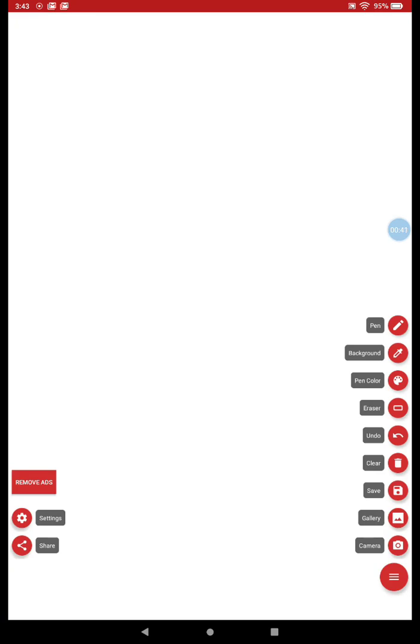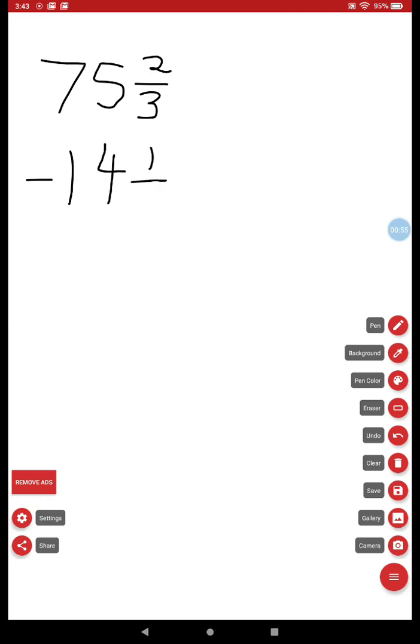The example we're going to look at is 7 and 5 2/3 subtract 1 and 4 1/6.